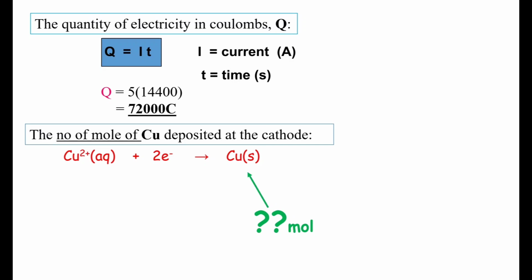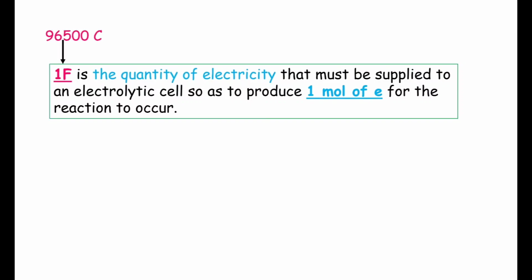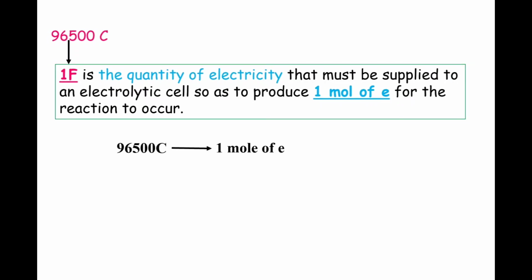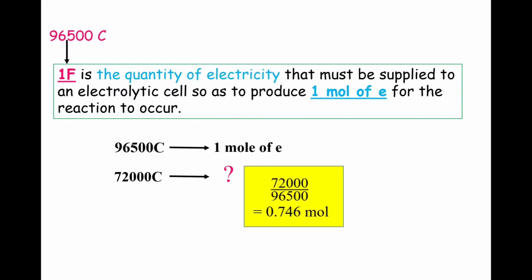For the second step, we need to write down the half ionic equations to determine the number of moles of copper deposited at the cathode. Before we determine the number of moles of copper deposited, we need to know the number of moles of electrons produced by 7200 coulomb. As we know, 1 Faraday is the amount of electric charge carried by 1 mole of electrons, and 1 Faraday is 96500 coulomb per mole. Then when there is 7200 coulomb of electric charge, the number of moles of electrons produced is 0.0746 mole.